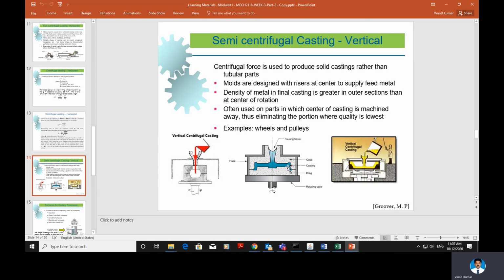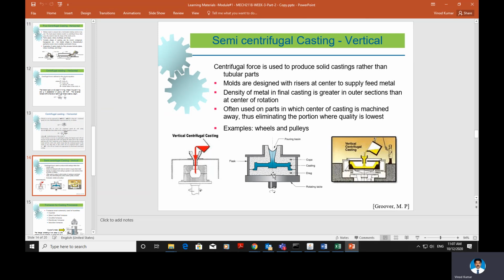So what happens? The outer side will be filled with molten metal, and once we finish it, we can cool it, and then after solidification, we get a part. Normally, a problem associated with semi-centrifugal casting is that the center area will have less strength compared to the outer area, because from the center area, due to speed, the molten metal will be thrown out.